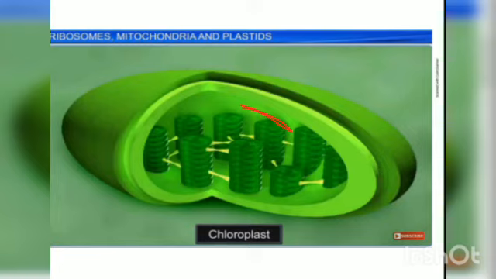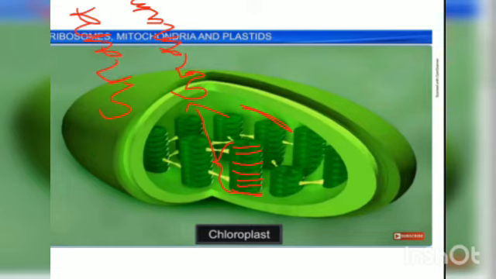Inside the stroma, these coin-like structures are stacked upon each other, and each coin is called a thylakoid, and that whole stack is called a granum. It is called a granum, and its plural is grana.